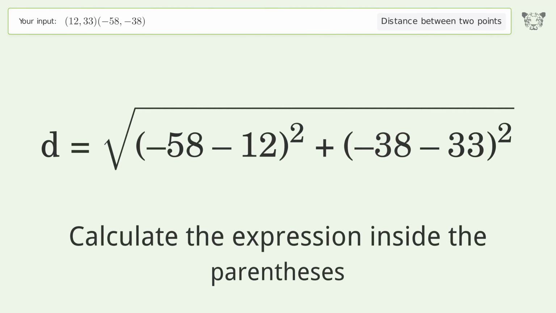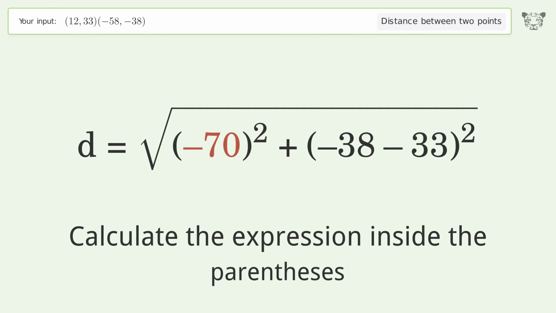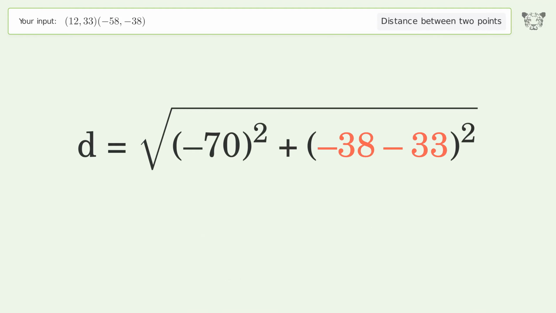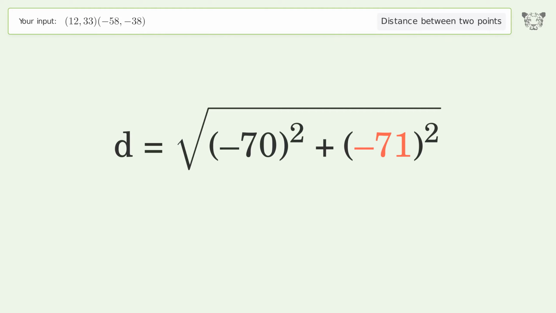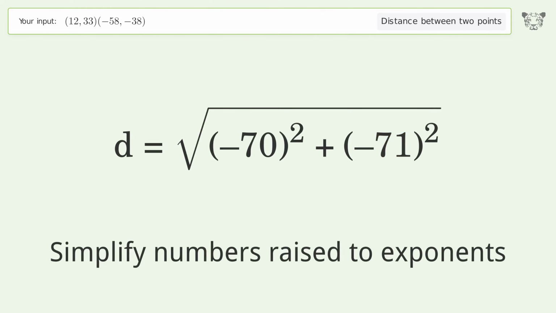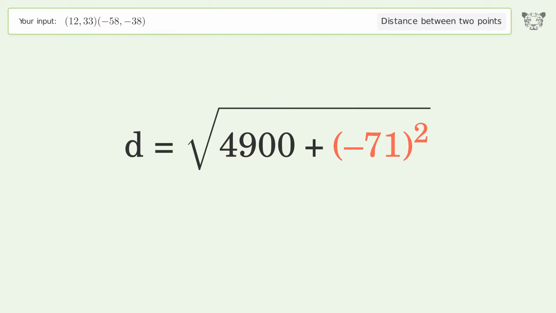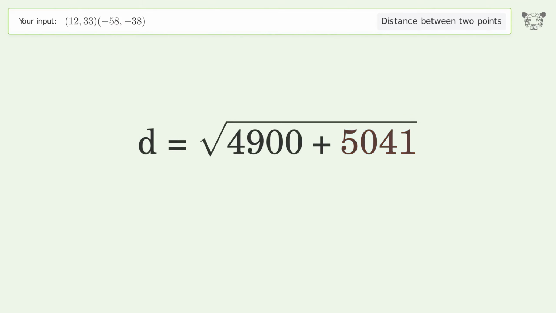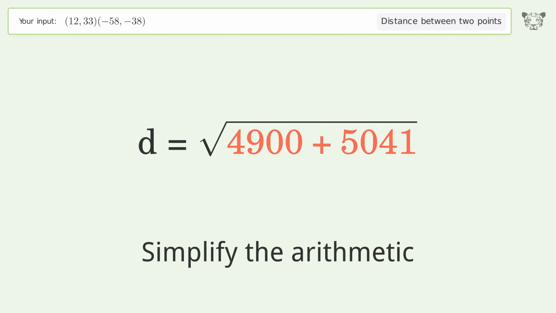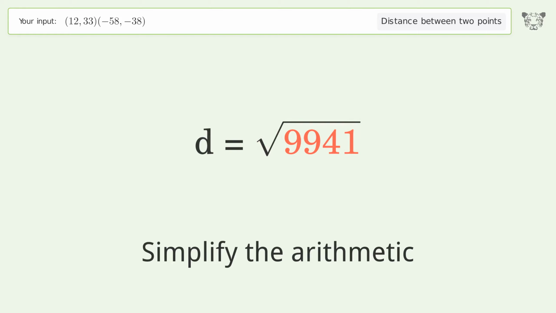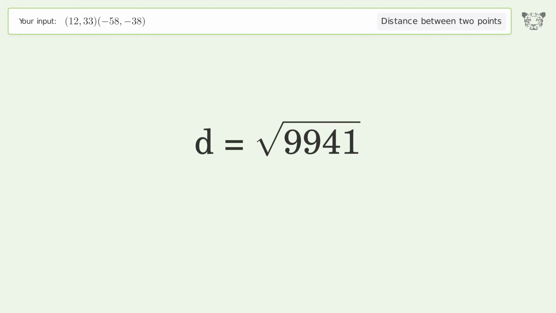Calculate the expression inside the parentheses. Simplify numbers raised to exponents. Simplify the arithmetic. And so the distance between the 2 points is the square root of 9,941, or 99.705.